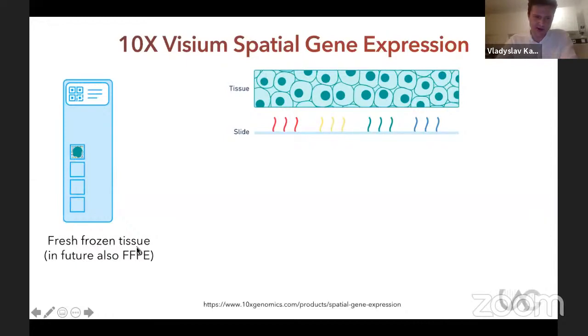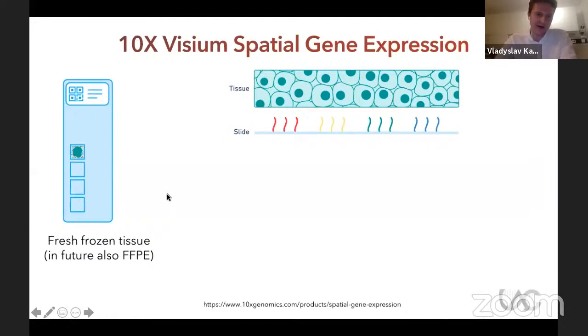In the future, it will also be available to proceed with formalin fixed tissues. That's also very cool, but the commercial kits are not available now, though I assume that maybe in this or the next year they will be available, and 10x is working on it. But now you can work mostly only with fresh frozen tissue.